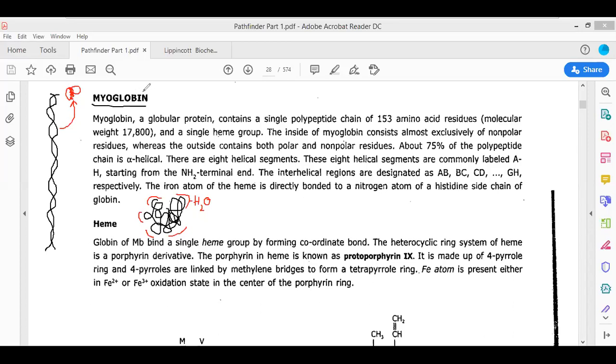Now let me talk about the structure of myoglobin. How is the myoglobin structure oriented? When you look at the structure of myoglobin, what are you going to find? Myoglobin is a globular protein, and it is made up of 153 amino acid residues and has a single heme group. This information is given in your Pathfinder, the book you always have with yourself, so I would not be going into great detail. But before you move forward to myoglobin, let me explain something to you.